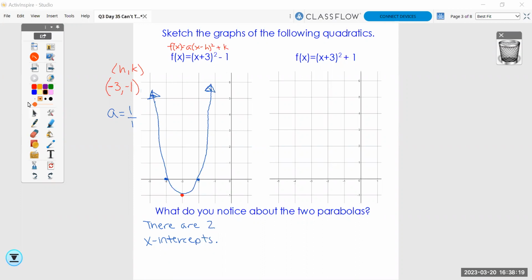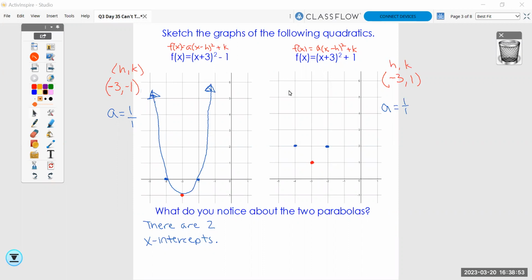Now let's take a look at the second one, right? Remember, our vertex form is a times (x minus h) squared plus k. So the thing that's changed in this one is actually our k. So now our vertex is at -3, +1. And my a hasn't changed. So my a is still 1 over 1. So up 1 over 1, make a dot symmetrical.